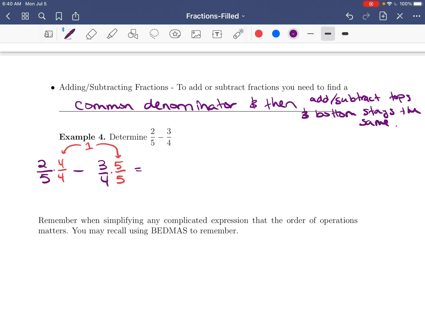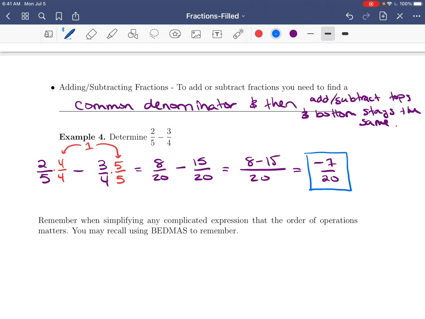Okay, so 2 times 4 is 8, so that's going to be 8 over 20, minus 3 times 5 is 15, so minus 15 over 20, and now I can put them on the same bottom and just subtract the tops. So I'm actually going to get -7 over 20. And 7 and 20 have nothing in common, so that is a reduced final answer.